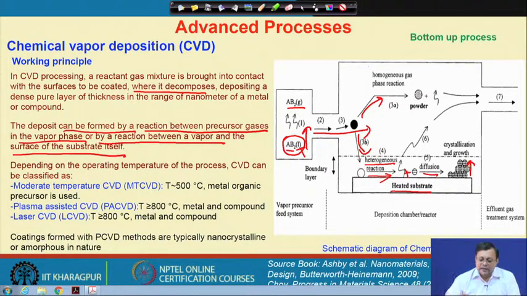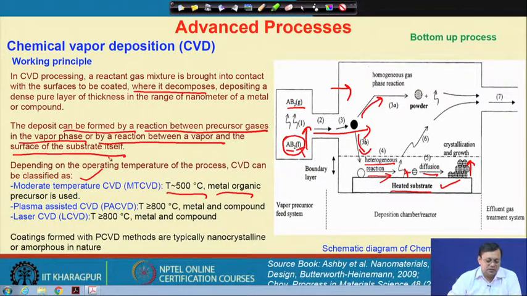Here you can see the processing parameters must be very important because you have to control many of these aspects. Let us say the temperature of the substrate may be one very important parameter, and the gas you want to incorporate in the chamber. The temperature is somewhere close to, let us say, 500 degrees centigrade for a metal organic precursor, so that it can be evaporated.